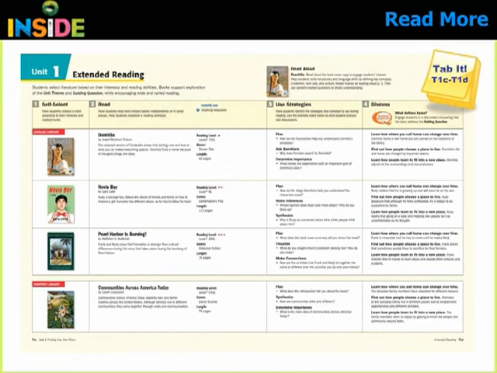In your Teacher's Edition, prior to each unit launch, you will find the extended reading page for the unit. This page provides details for each book, including the reading level, reading strategy prompts, and details on how the text relates to the guiding question. Take a moment to look over all of the valuable information provided.